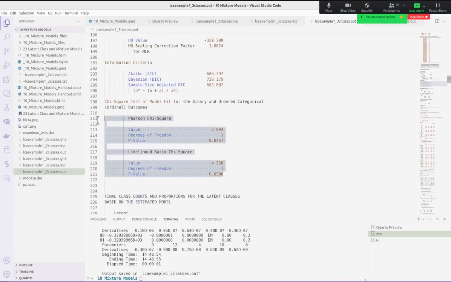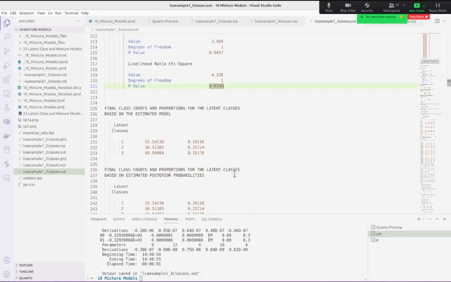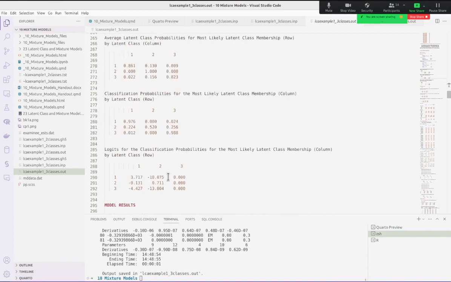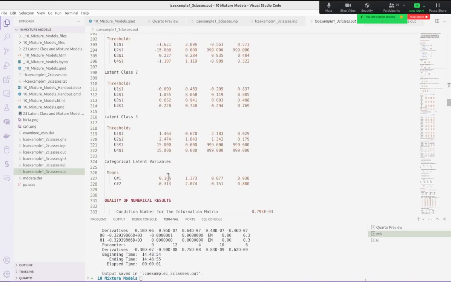The model fit is somehow worse. It doesn't fit the data absolutely, which is interesting, right? We've just increased the complexity, but the fit got a little bit worse. But now let's take a look at our proportions. Actually, we have sufficient numbers of people in each class. 40% in the first, 25 in the second, 35 in the third. And let's take a look at these estimates. There we go.